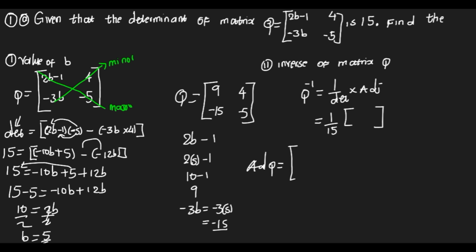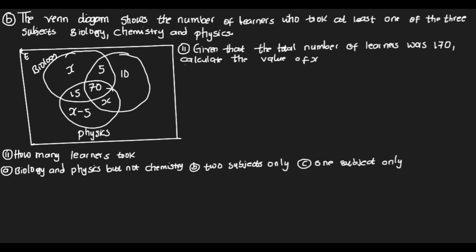So for the major diagonal, you interchange the positions. So our negative 5 will go on this position, then our 9 will go on that position. Then for the minor diagonal, you change the sign, so 15, 4. So negative 5, 4, 15, 9. So this is our final answer. Okay, so now we move on to question B.